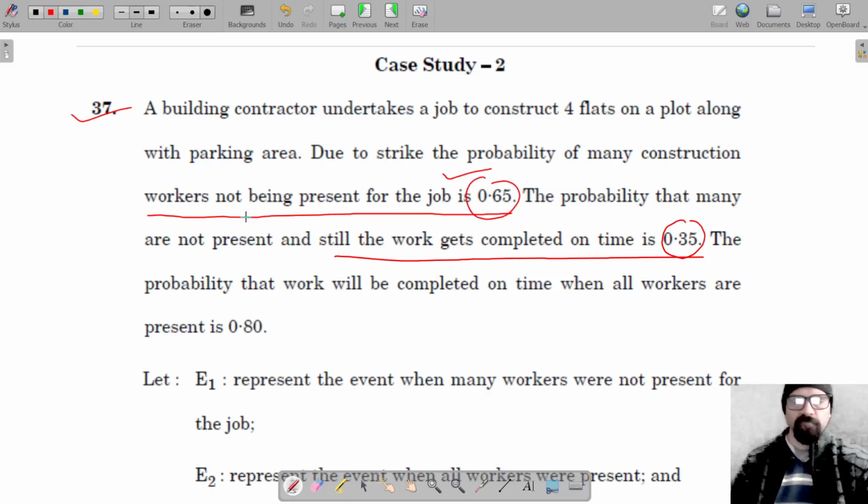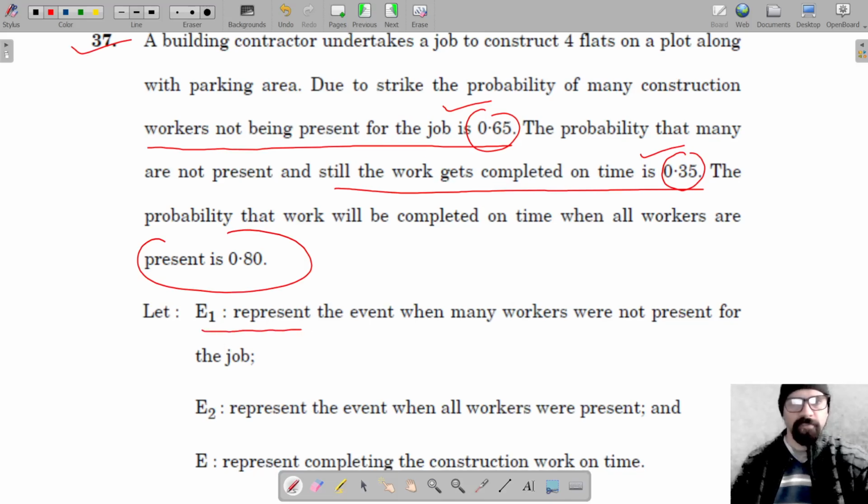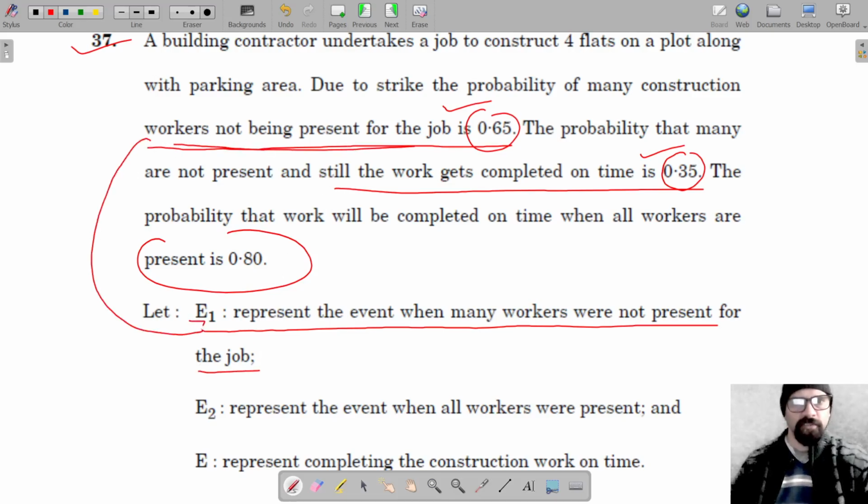Okay, so workers not present for the job probability is 0.65, and the workers are not present, and even then the work gets completed. Probability of that is 0.35. Now, the probability that work will be completed on time when all the workers are present is 0.80. Okay, now it's given that let E1 represent the event when many workers were not present for the job, and that means the workers not present for the job, that is the E1.